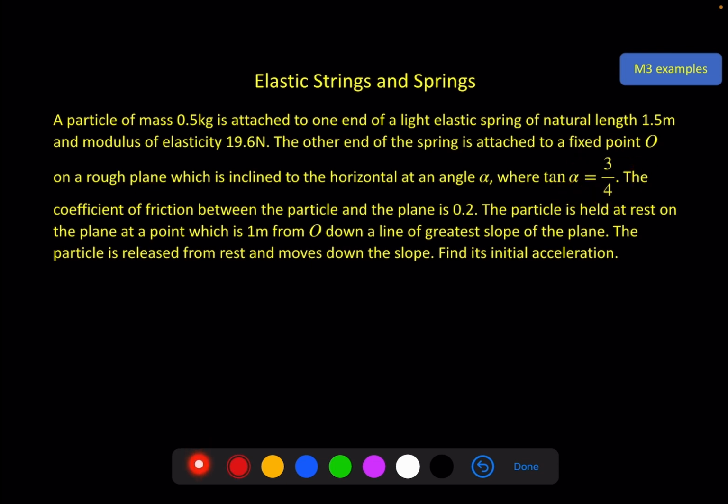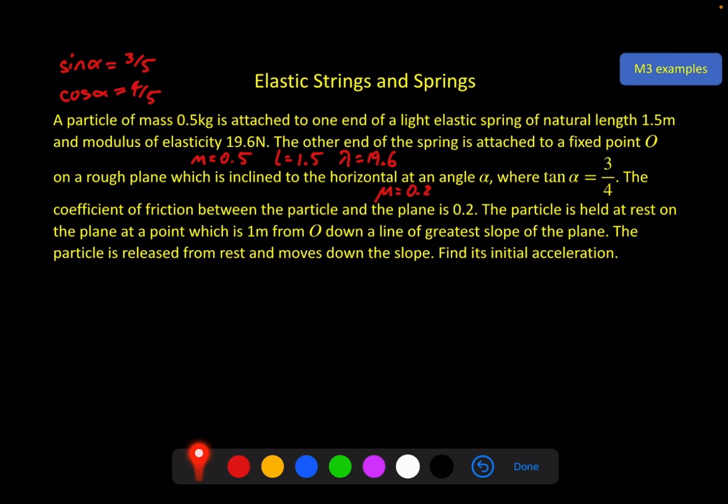So doing a little sine cos tan again, we can say sine of alpha is equal to 3 over 5. Cosine of alpha is equal to 4 over 5. The coefficient of friction between the particle and the plane is 0.2. We know the mass 0.5, natural length was 1.5, lambda 19.6. The particle is held at rest on the plane at a point which is 1 meter from O down a line of greatest slope of the plane.